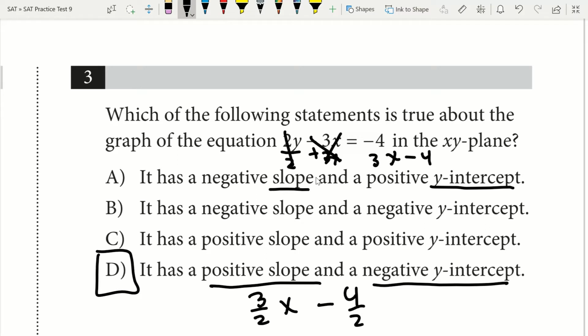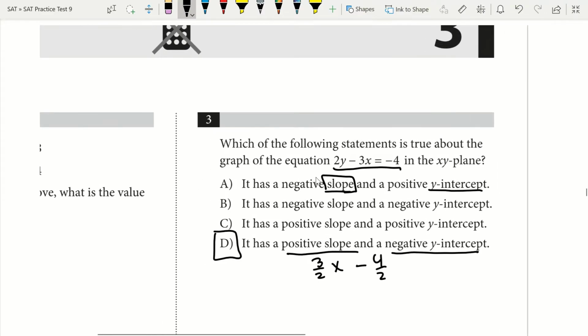Okay, so key things there. If you're given an equation that isn't in slope-intercept form, and you're asked about slopes and intercepts, it can help to go ahead and convert it to slope-intercept form right away. That way you can just immediately tell if it's positive, negative, as far as your intercepts and your slopes. So that one right there is kind of a minor tip.